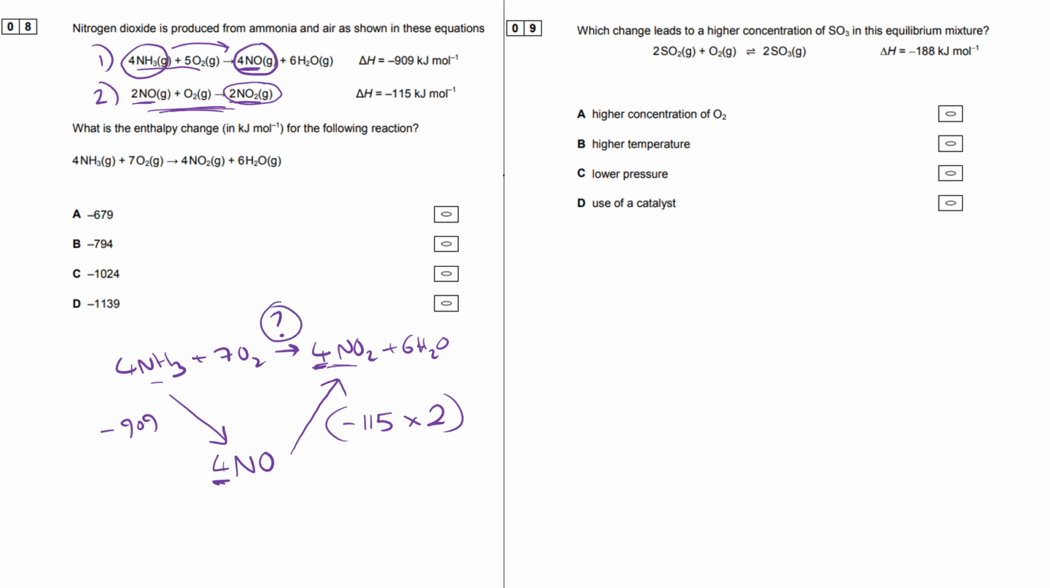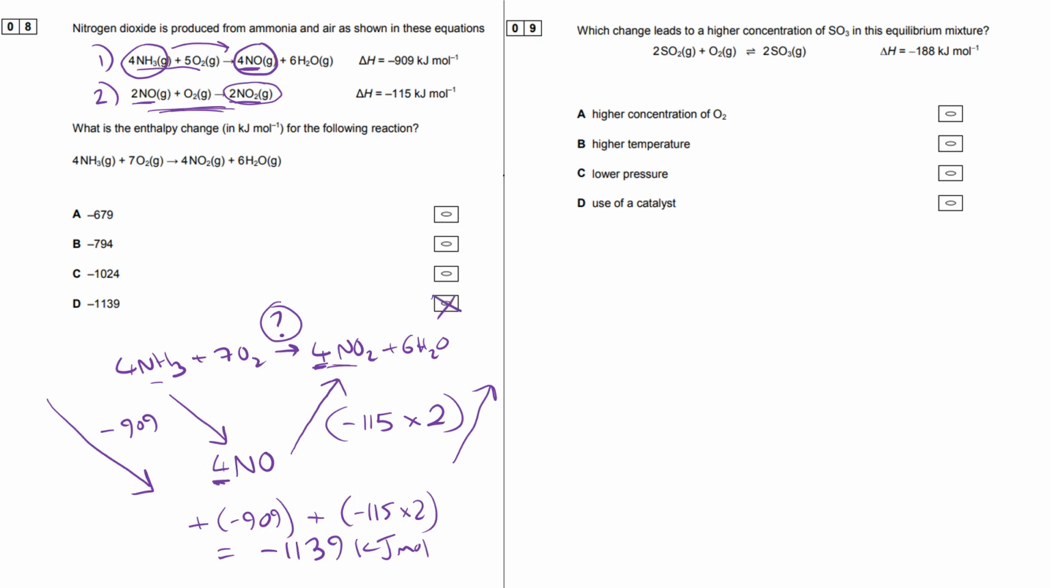So that equation must be multiplied by 2. So to find the overall enthalpy change, we go with the arrow this way, so we add minus 909, and then we go with the arrow this way, so we're going to add minus 115 times 2, which gives us our final enthalpy change, or overall enthalpy change, of minus 1139 kilojoules per mole, or answer D.